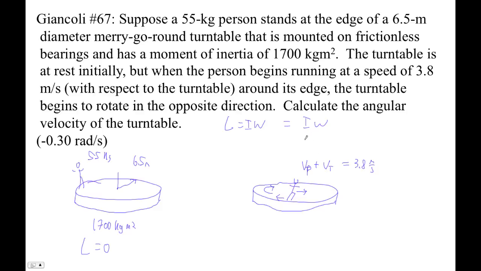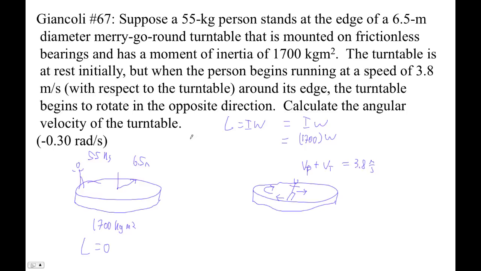Well, the turntable's easy, right? It's going to be 1,700 times omega of the turntable, right? The person is, that's interesting, right? They're going to be moving at some velocity, we'll call it velocity of the person, right? Okay. And they have a moment of inertia of mr squared, right?